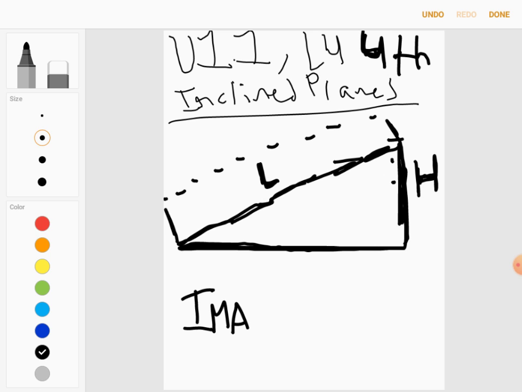So, let's get into that. The actual definition of an inclined plane is a flat surface set at an angle or incline with no moving parts, and it is able to lift objects by pushing or pulling the load. That's the PLTW definition.